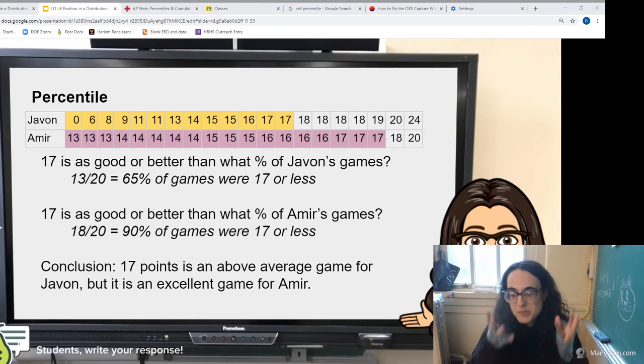And we get this by thinking about this relative position in their distributions, right? I only compared Javon's game to all of Javon's games, and I compared Amir's game to Amir's games. I did not compare them against each other.